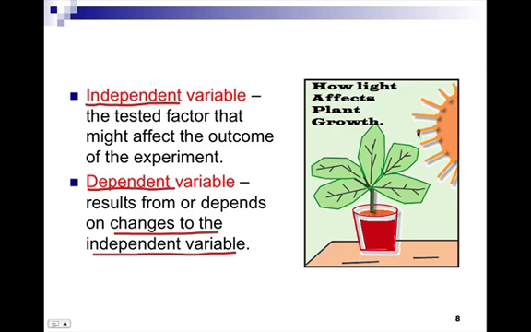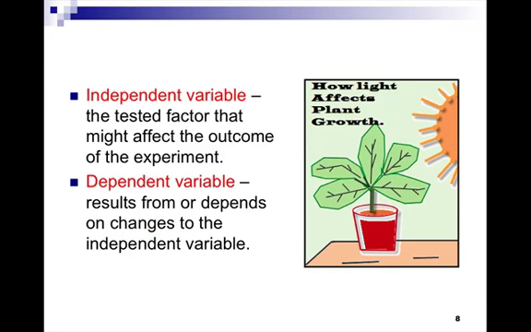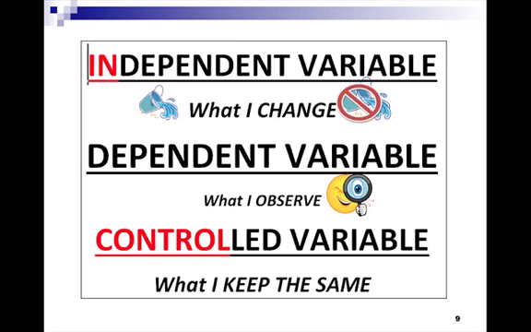So in this particular experiment, the independent variable is the light. The dependent variable is going to be the growth. So once again, the light is the independent variable. The growth, or what we're going to see happen, is the dependent variable.